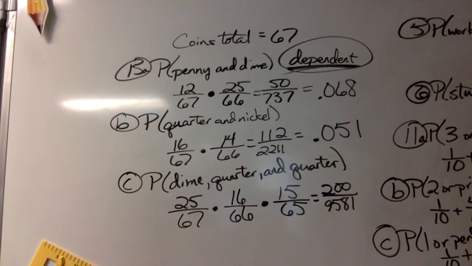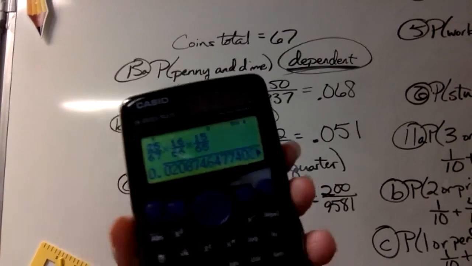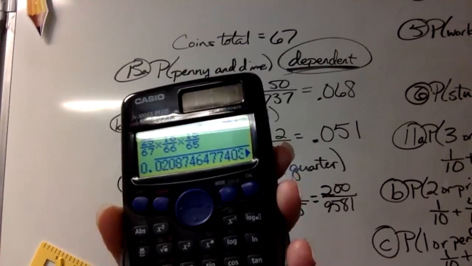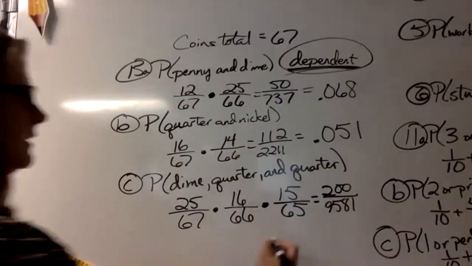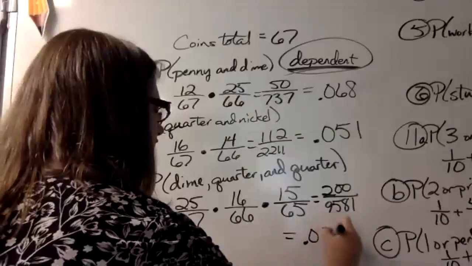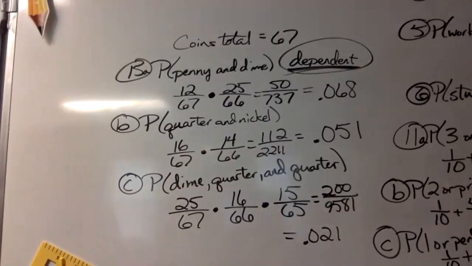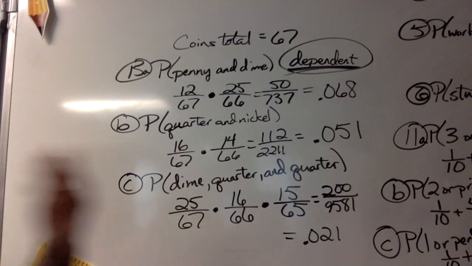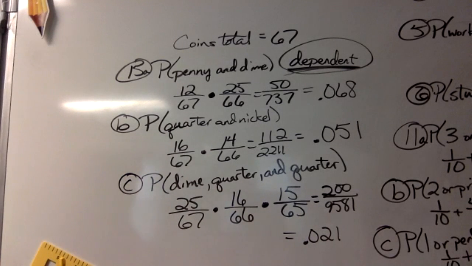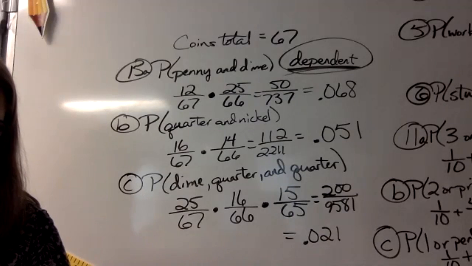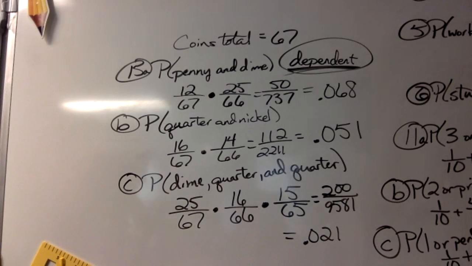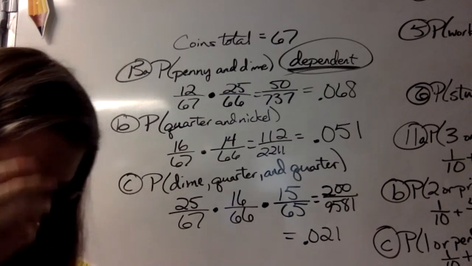What y'all getting? I got 0.021. Yeah, good. 0.021, because it's 0.0208, so the 8 is going to make the 0 go up. Okay? So we good with that? All of those were dependent because they were keeping the coin out.